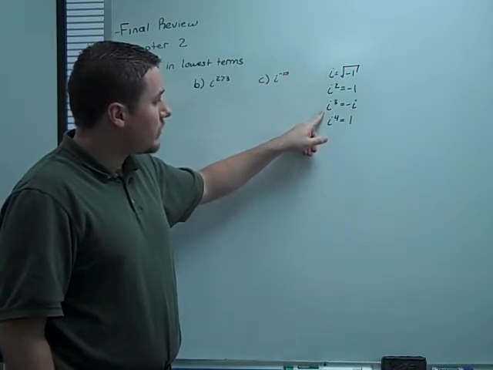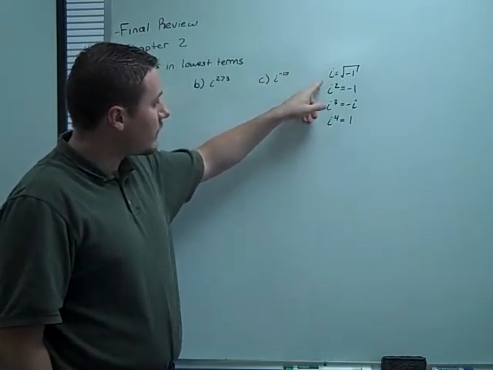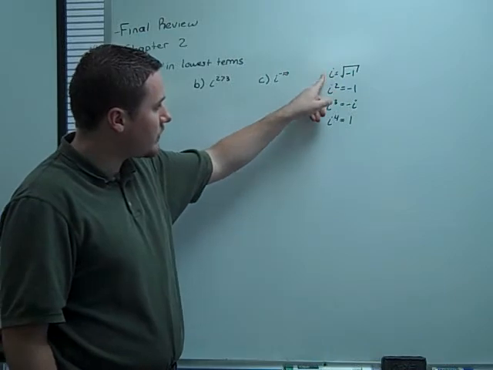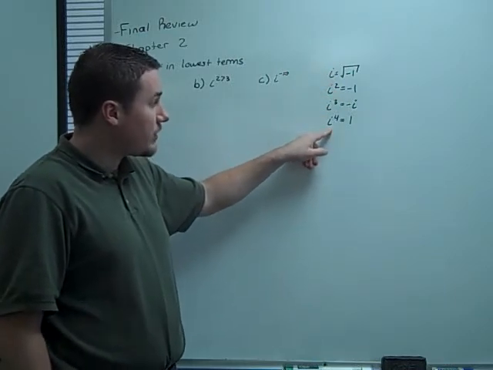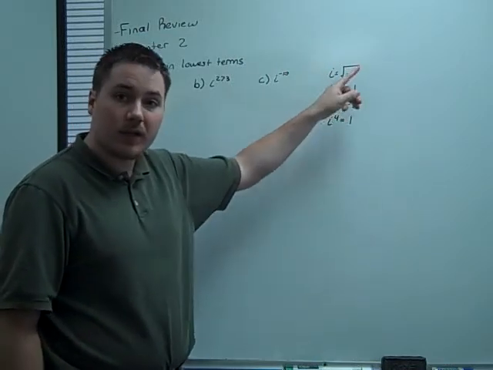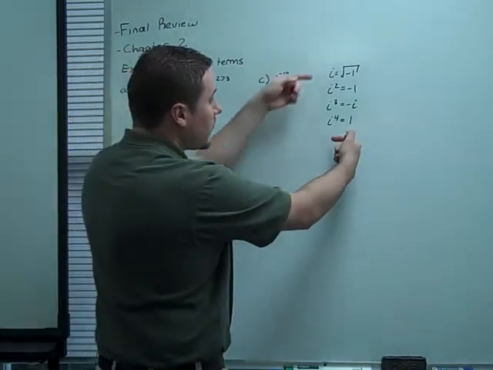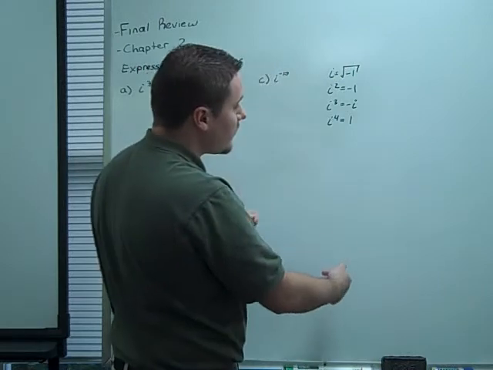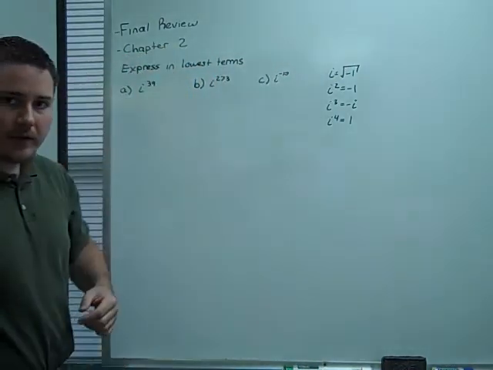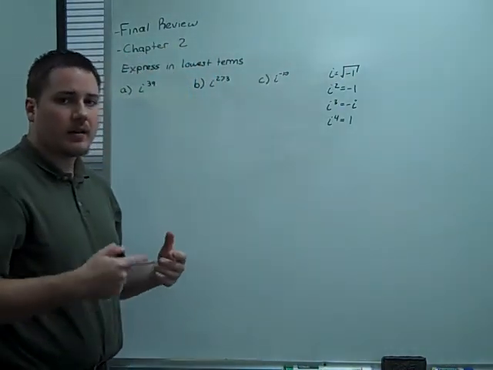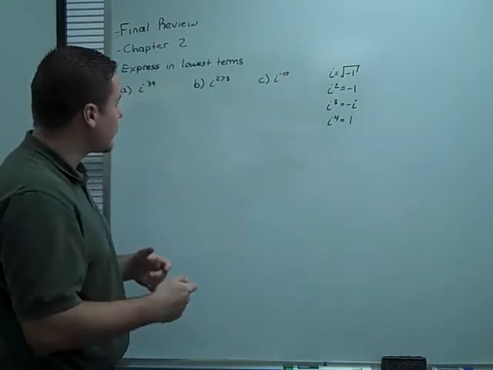i cubed, which is just i squared times i, which is -1 times i. And then i to the fourth, which is i squared times i squared, -1 times -1, gives you 1. So if I were to continue either up or down this list, it would just keep repeating. So we need to think cyclically, that is, in cycles.